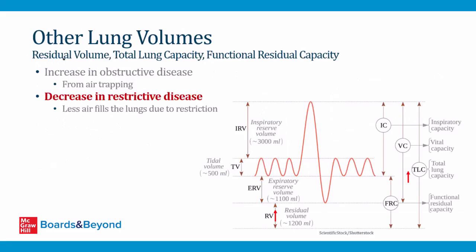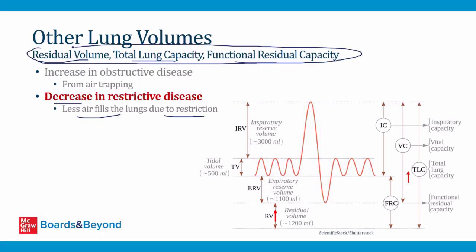So that's spirometry, but what about other volumes in the lungs, like the residual volume, the total lung capacity, the functional residual capacity? Well, the easy way to think about all of these volumes is that they decrease in restrictive diseases. Less air fills the lungs because of restriction, so all of these volumes up here fall. And that's the opposite of what happens in obstructive lung diseases. In those conditions, there's air trapping, and so all of these volumes tend to go up.